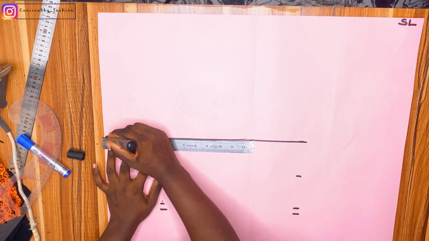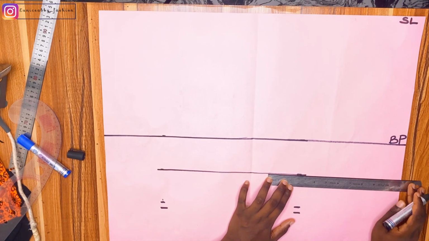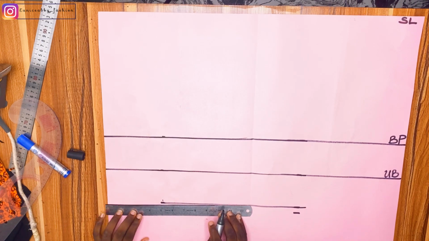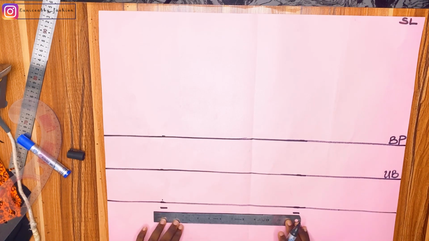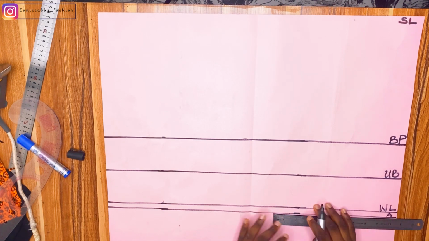I'll connect the lines, and the first one I'm going to label it bust point, as in BP. The second one is my under bust. I'll label it UB. The third is my waistline. I'll label it WL. Then the last line, which is the allowance line, I'm going to label it A.